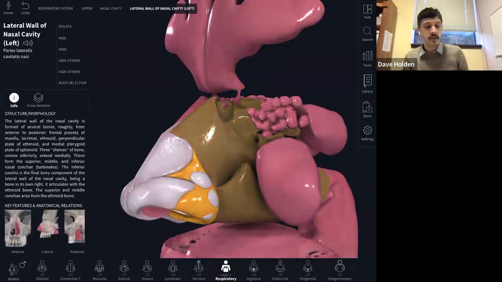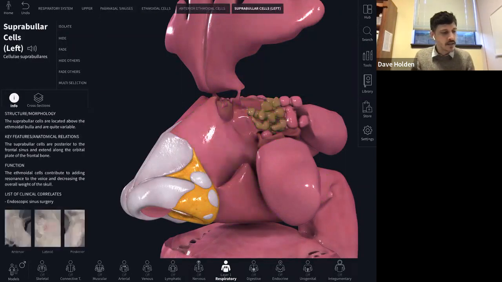Here we have the nasal cavity. That's the proper nasal cavity. All these little guys are the suprabular cells. These guys are ethmoidal cells. Again, their purpose is to add resonance to the voice, and they extend along the orbital palate of the palatine bone.